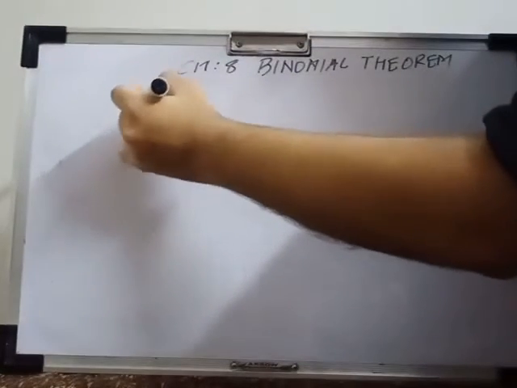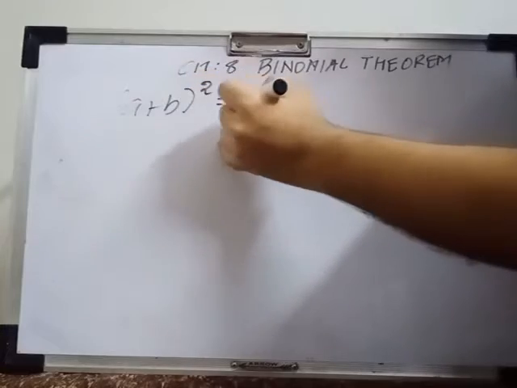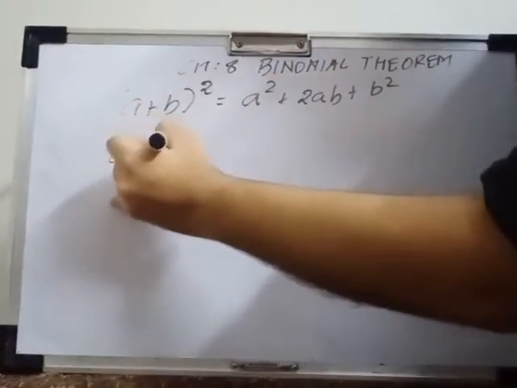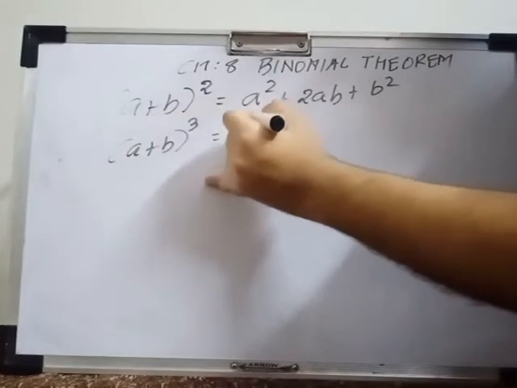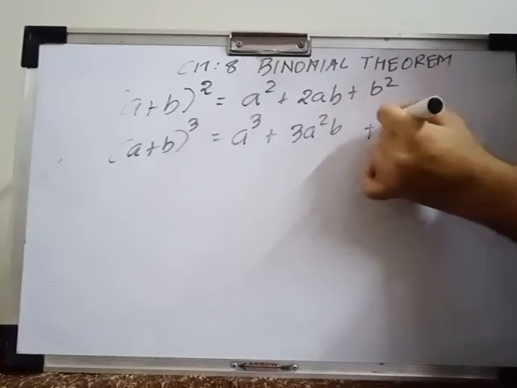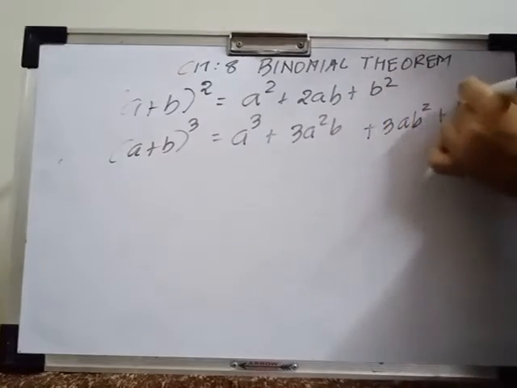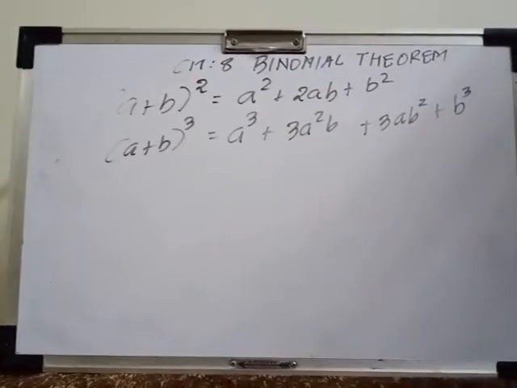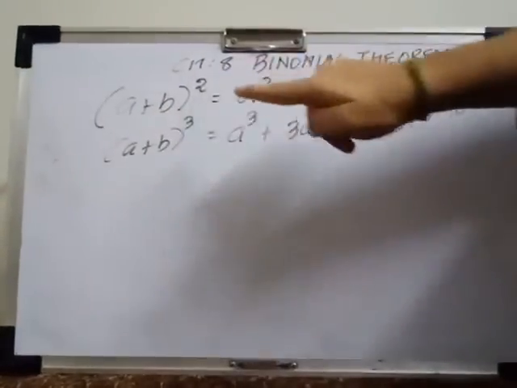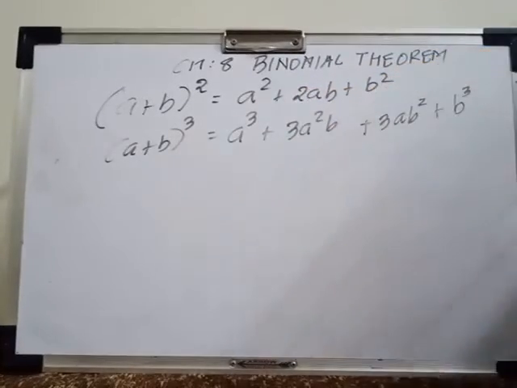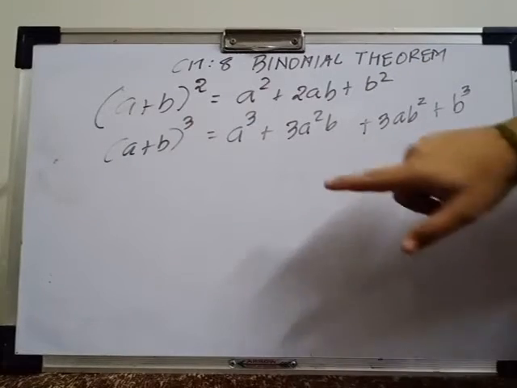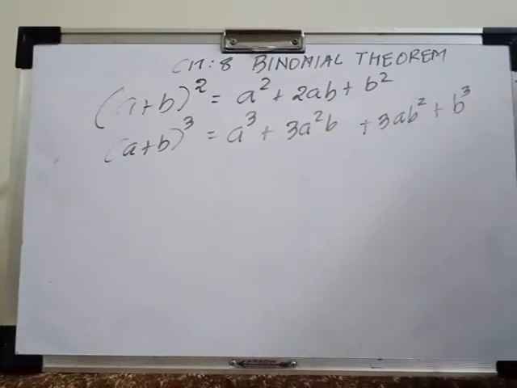If you observe the expansion of a plus b whole square, then it is a square plus 2ab plus b square. If I expand a plus b whole cube, then it is a cube plus 3a square b plus 3ab square plus b cube. What do you observe? If it is square, the number of terms are 3. If it is raised to the power 3, then terms are 4.